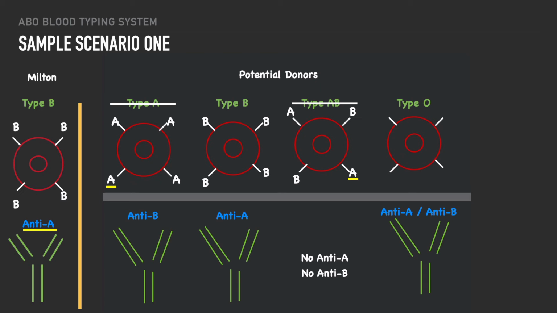But let's check in with a type O donor. On the surface of their red blood cells, we don't have an A or B associated with it. So Milton's antibody A wouldn't have an A antigen to attack. So our answer here is that Milton could receive from an individual with type B and type O blood.